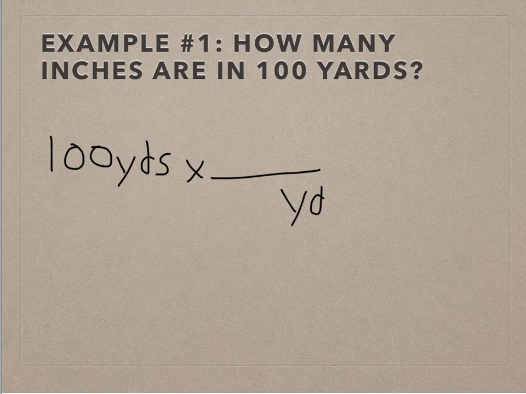So I put yards on the bottom, and I'm converting to what again? Inches. So I'm going to put inches on top. If I do all the right numbers, do yards cancel, giving me inches? Yeah. So I've set up the problem correctly. All I need to know is what numbers to put in here. What do you think?